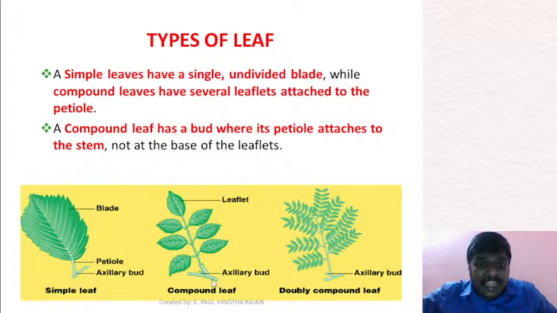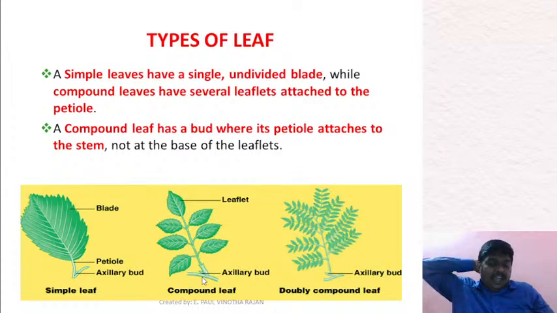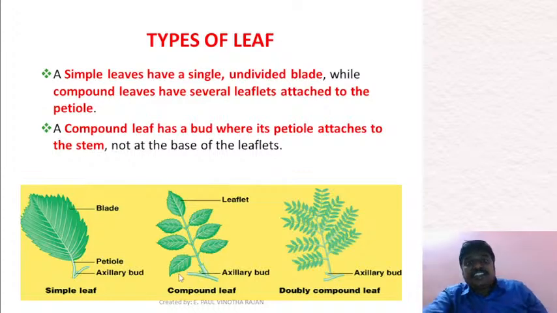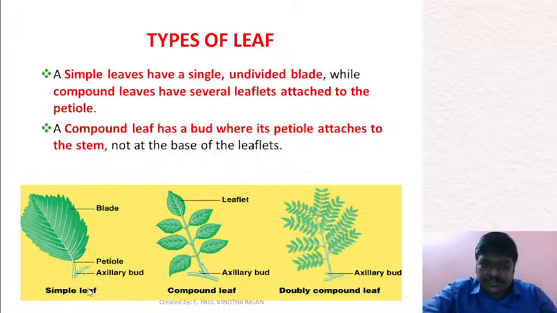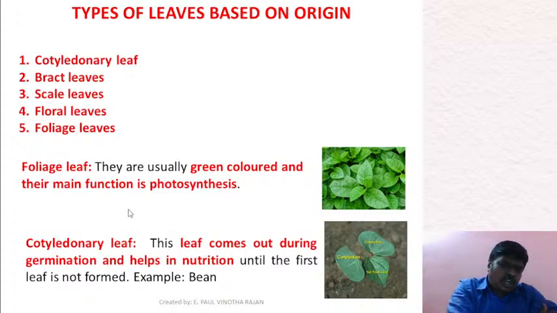Whereas the axillary buds in the case of compound leaf have a common axis. This is the common axis to which the axillary buds are attached. The buds are at the petiole, but here the buds are at the base of the leaf, in simple leaves. Next, we will talk about the types of leaves based on origin.